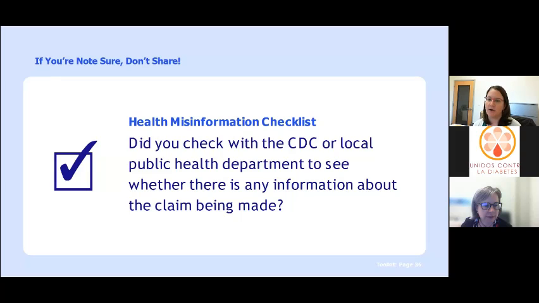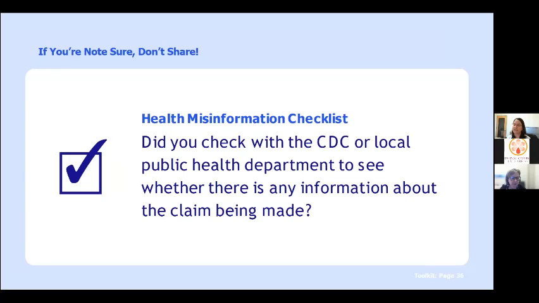So the first part of the health misinformation checklist is to check with the CDC or local public health department to see whether there is any information about a particular claim being made. Again, this just points back to going to those authority figures, those organizations that we know are trusted and that have the public interest in mind. So take a look at those organizations and see what they have to say about the information that you are reviewing.